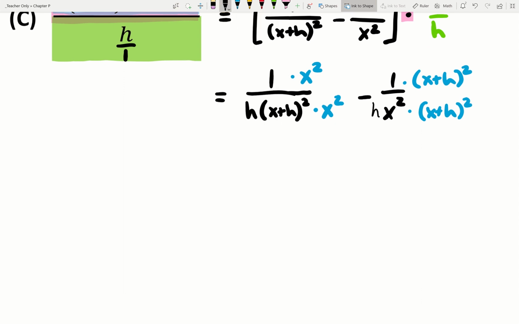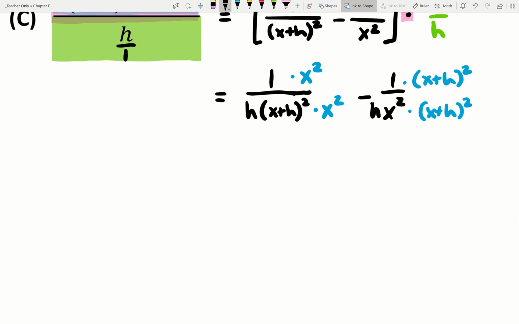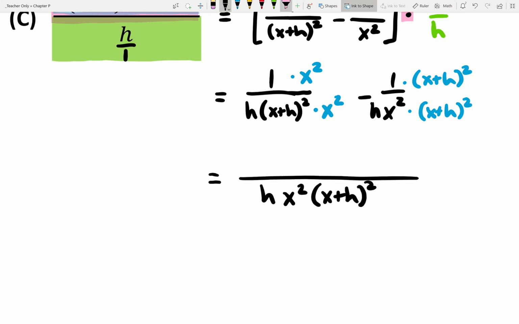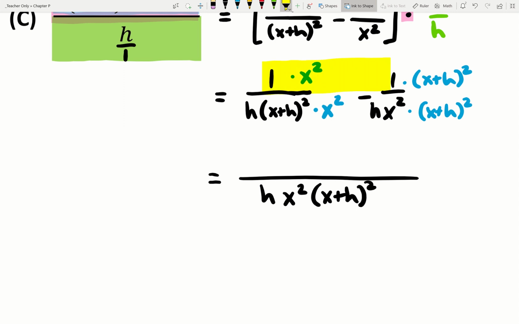And I was missing my extra factor of h there in that numerator. So let me go ahead and reintroduce that. There we go. We have a common denominator now of h times x squared times x plus h squared. That is our common denominator. And so we're going to now proceed to the part where we can condense all of our numerators into one by doing that operation in the middle. So that's subtraction. So that's going to be a 1 times x squared.